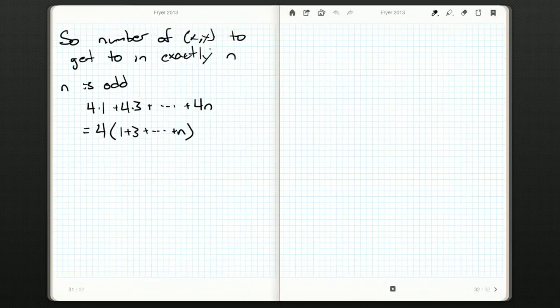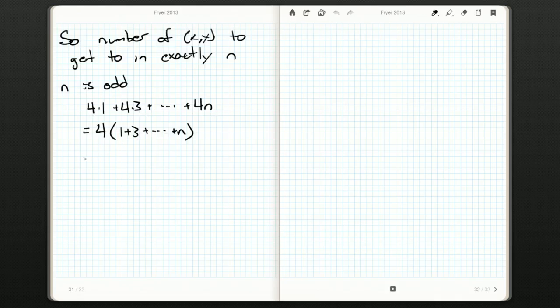the number of xy's we can get to in exactly n moves, well, there's four different places we can get to with an absolute value of 1, 4 different places we can get to with an absolute value sum of 3, all the way up to 4n different places we can get to with an absolute value sum of n. And that gives us 4 times 1 plus 3 plus all the way up to n.